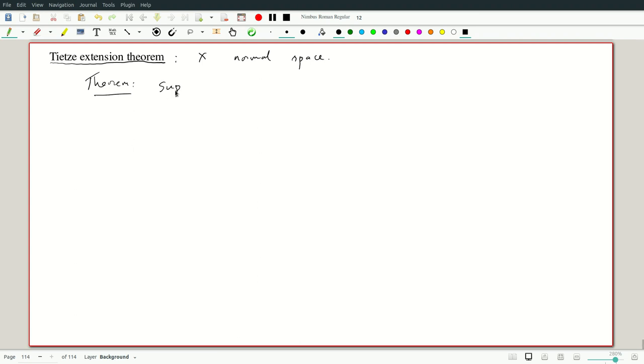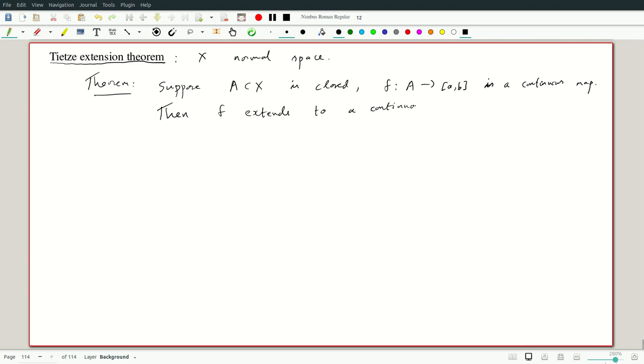Suppose we have a closed set A in X, and F from A to, let's say, an interval [a, b], is a continuous map. Then F extends to a continuous map, I'll call it F again, from X to [a, b], from all of X to [a, b].